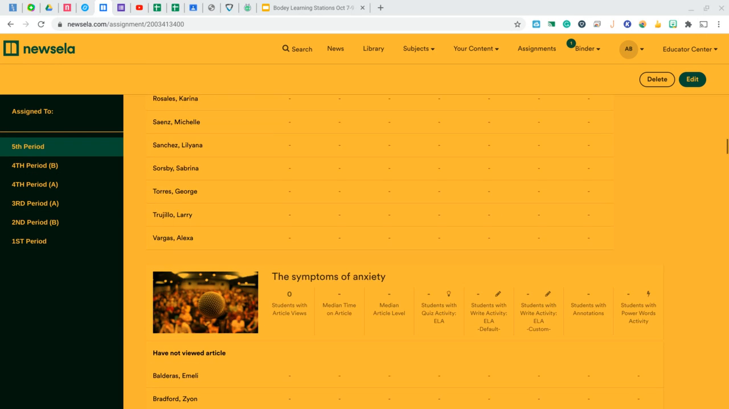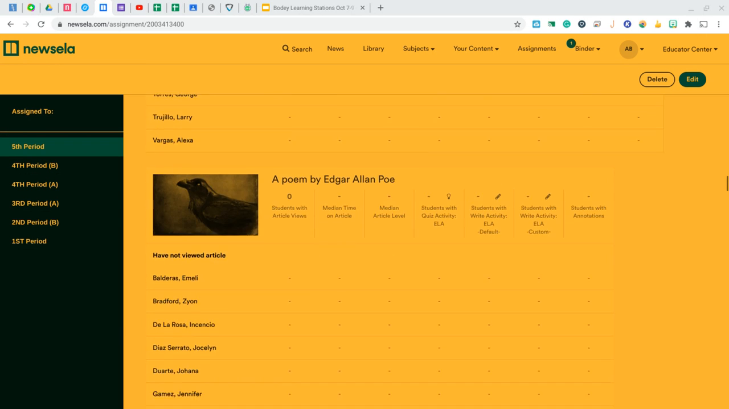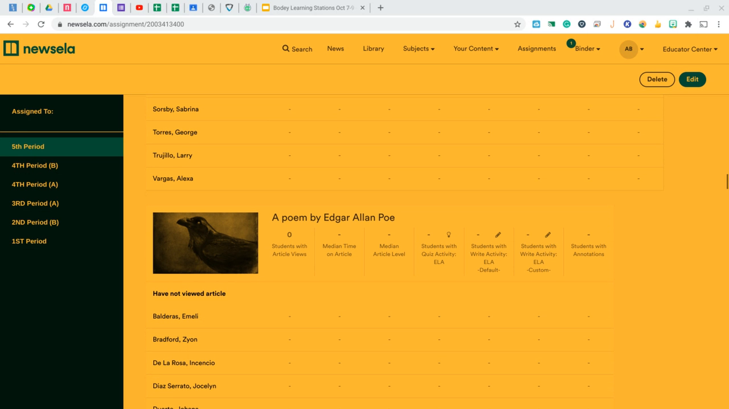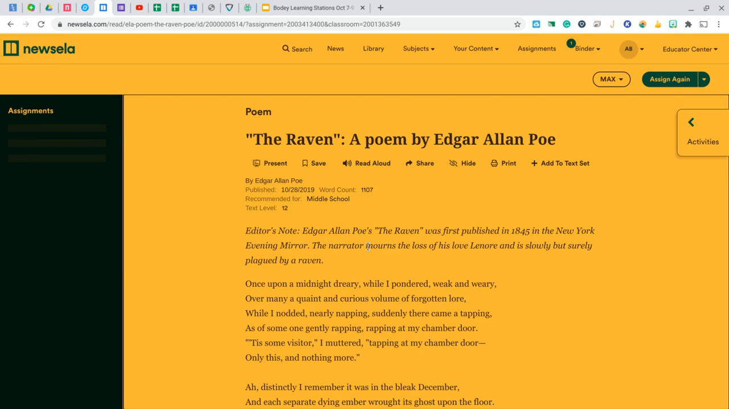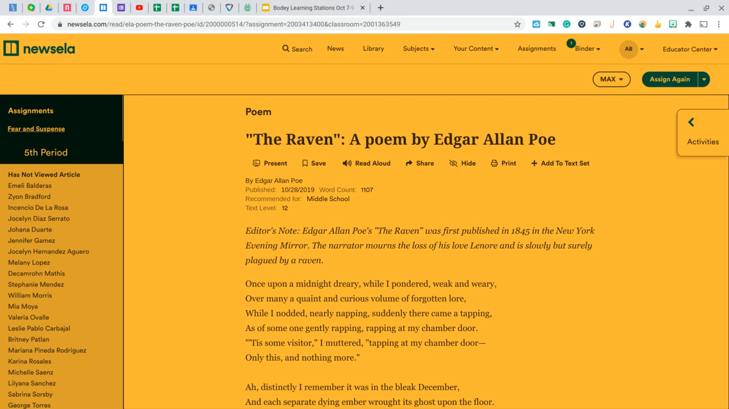So I'm going to go down and pick the article that I pre-selected, which is actually a poem by Edgar Allan Poe. Once it loads, as you can see, there's names on the side. You don't need to pay attention to that. This is my view and not your view.